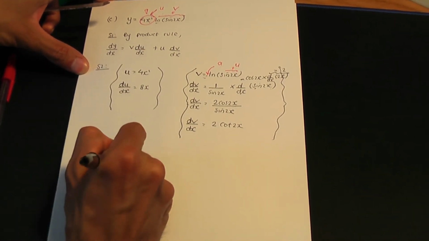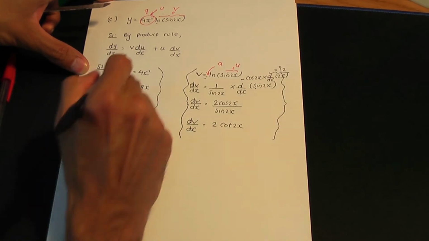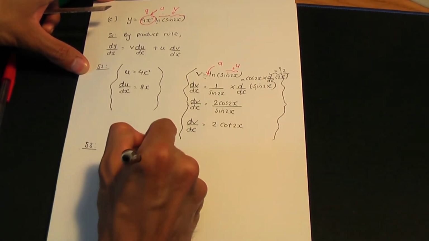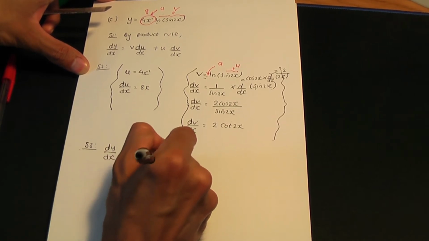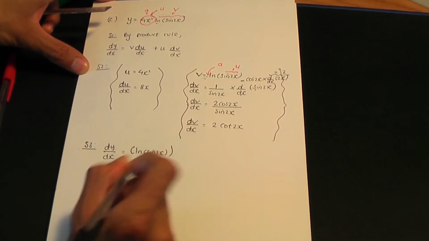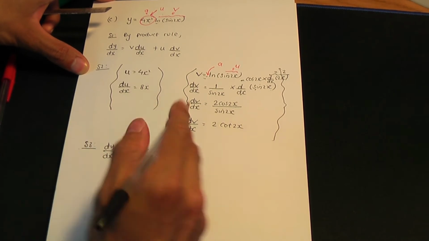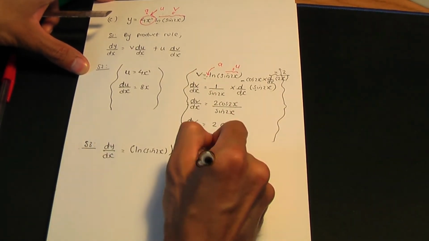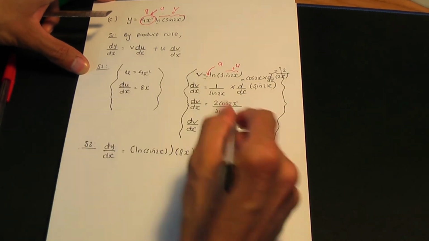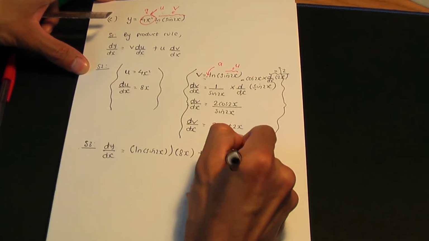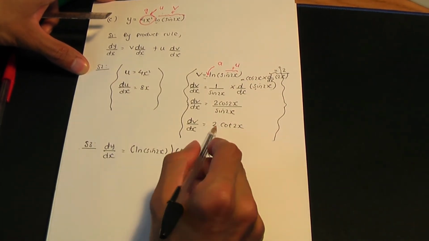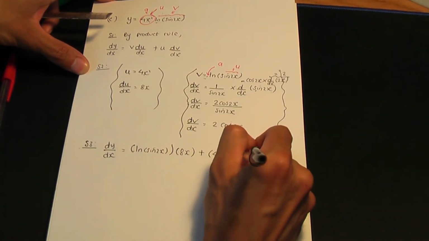So dy by dx is equal to v. V is ln sine 2x, so ln sine 2x, multiplied by du over dx, which is 8x, plus u, so plus u is 4x squared, times dv over dx, which is 2 cot 2x.